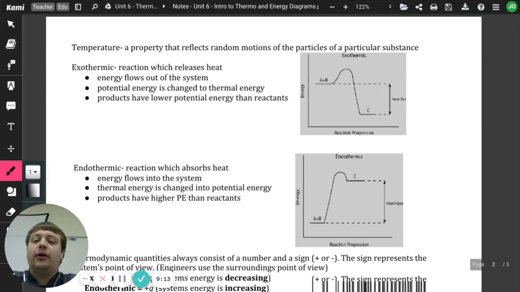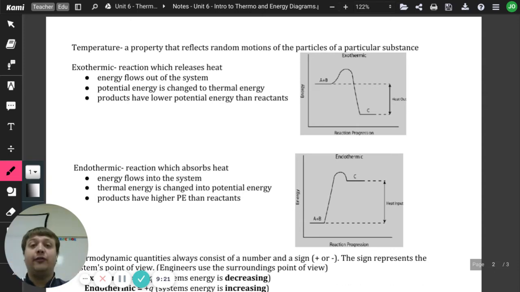So temperature, remember, is a property that reflects the random motion of the particles of a substance. And so we do know that temperature is going to be the average of the substance. And so when we're looking at this, we do need to remember that it's not the energy of each individual particle. It's the energy of that substance overall, because we know that we're going to have some particles that move very slow and some particles that move very fast. But on average, that average will tell you where the majority of your particles are going to be. Okay.